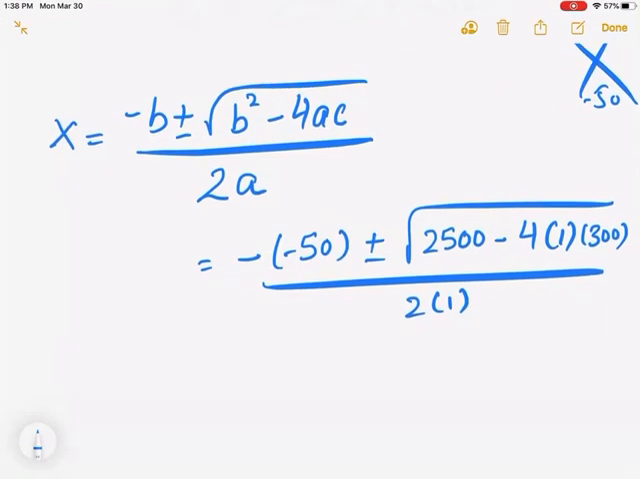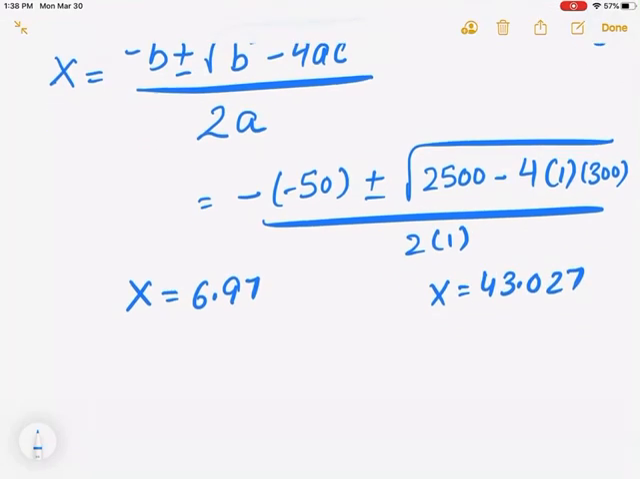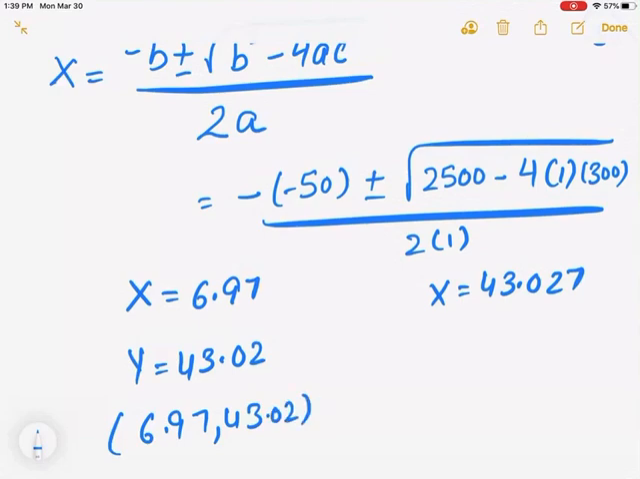If you solve the entire thing, at the end you know x is going to be 2 different numbers. I have x is equal to 6.97 and x is equal to 43.027. And then you need to solve for y. If I plug this x into that equation, your y would be 43.02. So that would be my first answer. If you plug this as x, your y is 6.97. Again, that would be your answer.